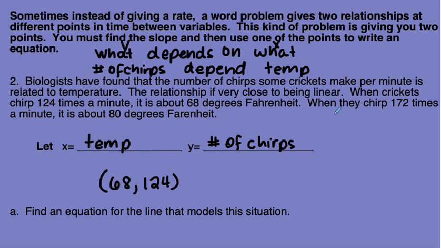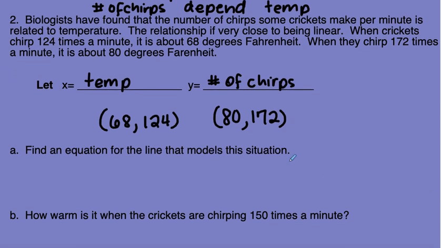All right, when they chirp 172 times, it's about 80 degrees. So 80, 172. So now I have 2 points, but to write an equation of a line, the minimum you need is a point and a slope. So I have to find the slope.